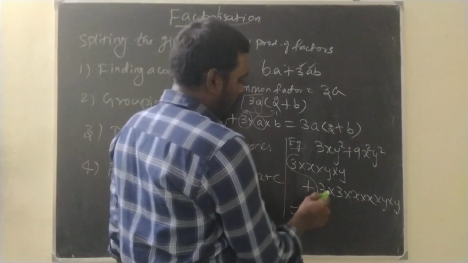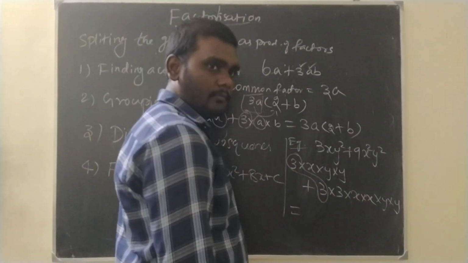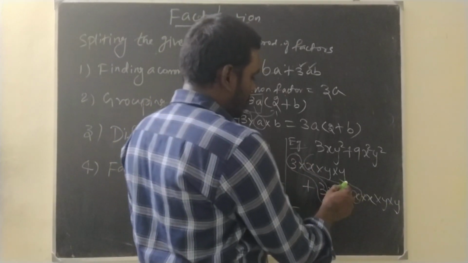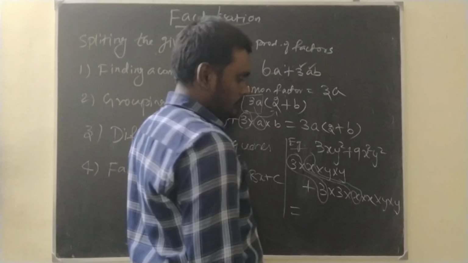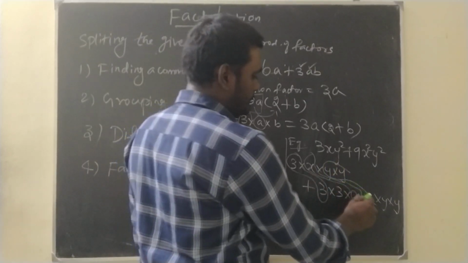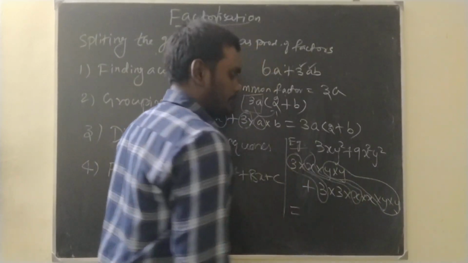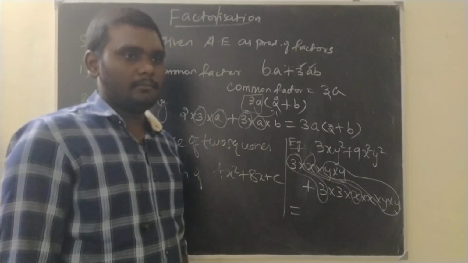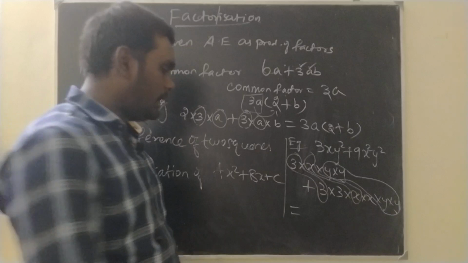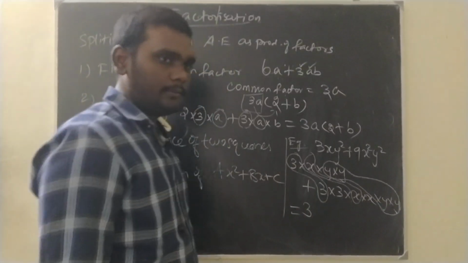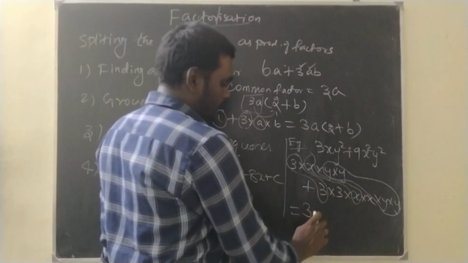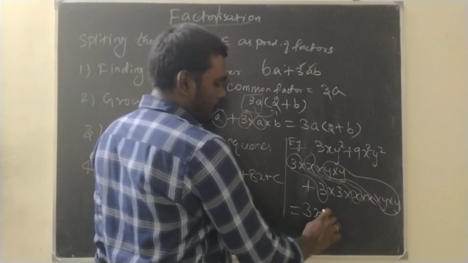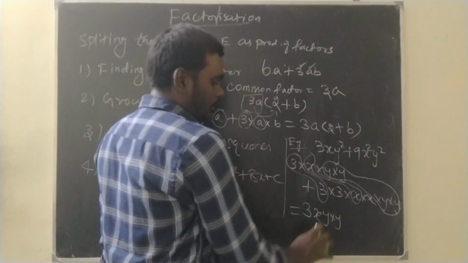This 3 and this 3 are common terms. This x and this x, and this 2y and that 2y. Okay. So those things can be taken out as common. So for this 2, 3, I am writing 1, 3 out. This x, I am writing 1x out. For this 2y, I am writing 2y out.